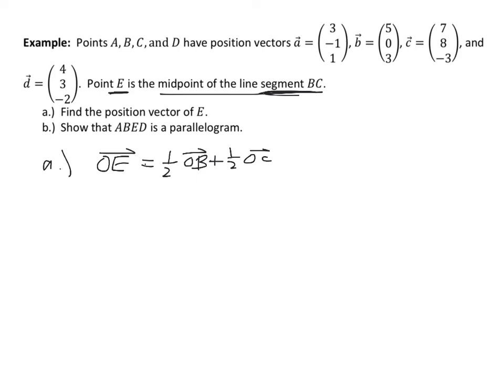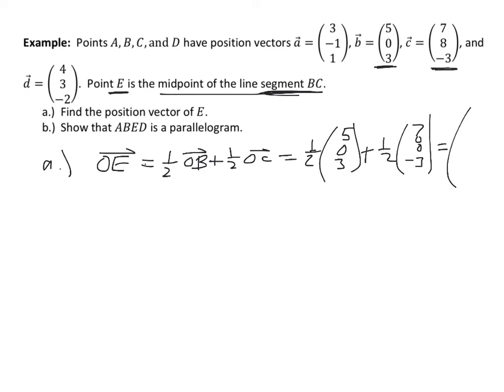But we know the position vector for B, it's right here. And we know the position vector for C, it's right here. So we could just do 1/2 of the B position vector plus 1/2 of the C position vector, 7, 8, -3. And if I put these things together, I'm going to save us a little bit of space here. This is 5 halves and 7 halves together. That would be 12 halves, so that's 6.